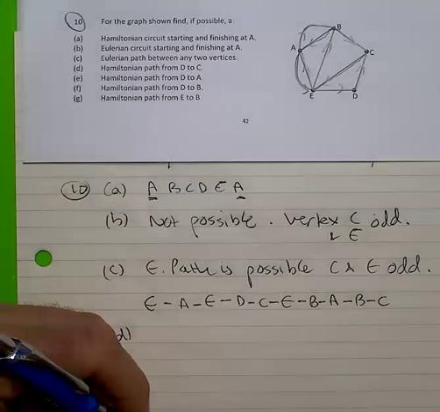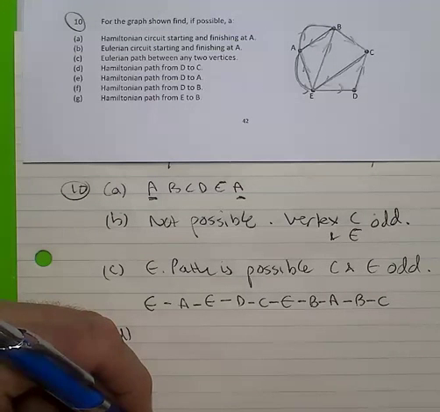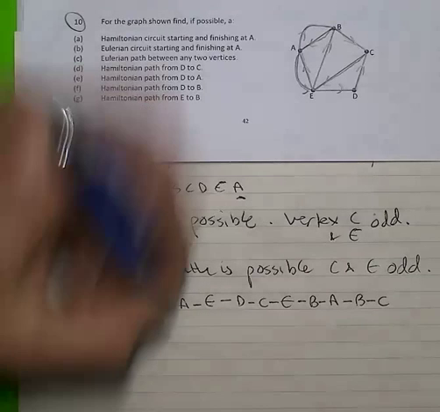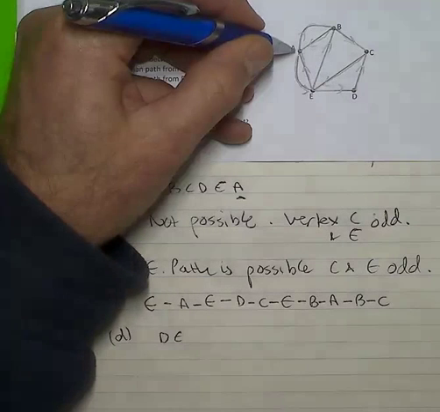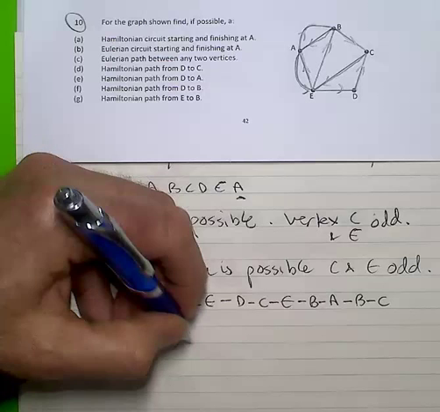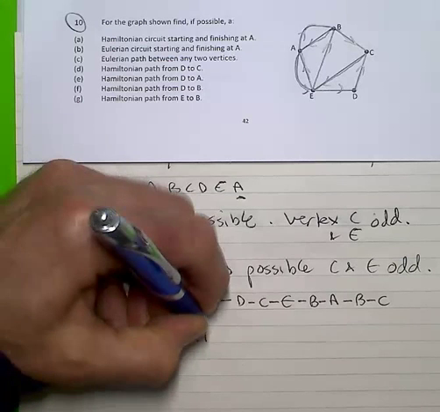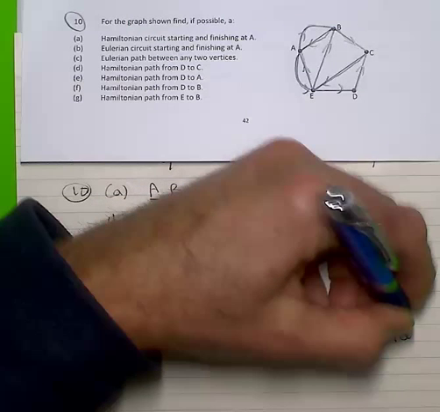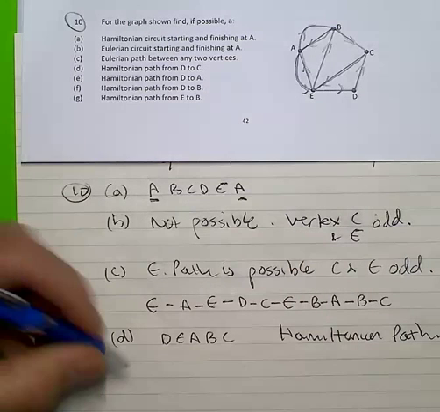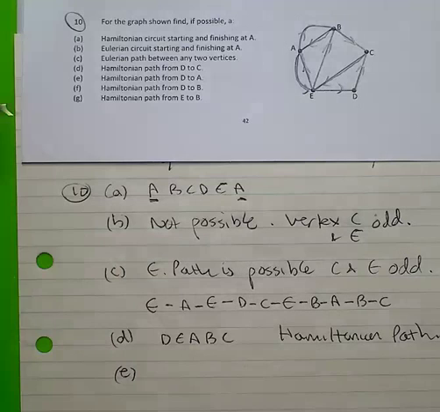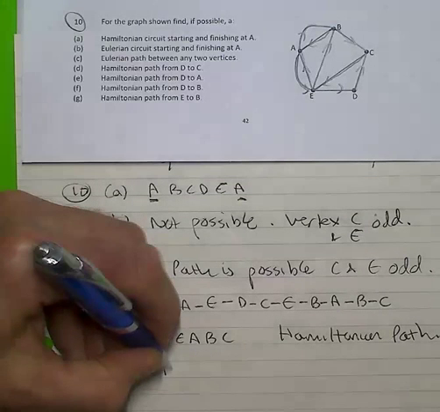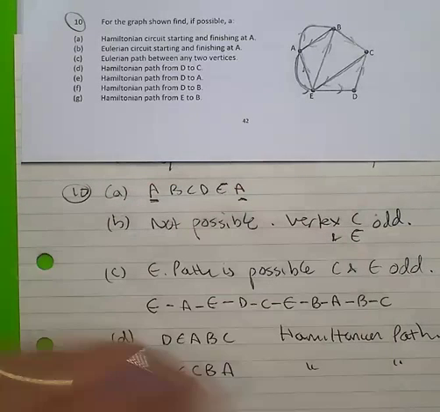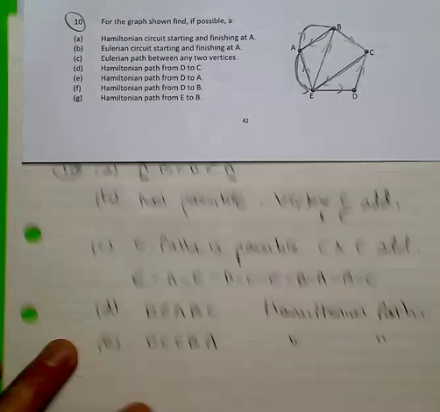Now a Hamiltonian path from D to C must encompass all the points. So if I started at D, went to E, A, B, and ended up at C, that would be a Hamiltonian path. In the case of E, from D to A, I could go from D to E to C to B to A. That would cover the Hamiltonian path requirement there.